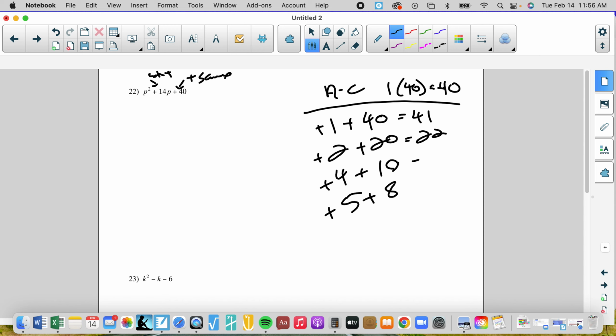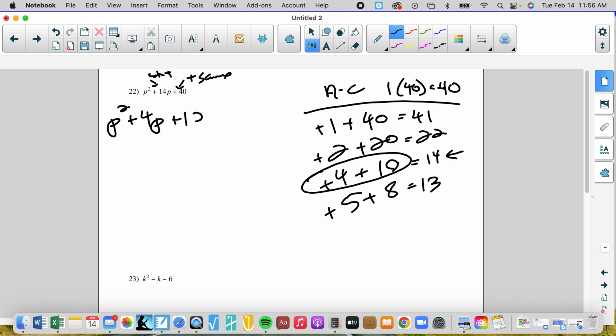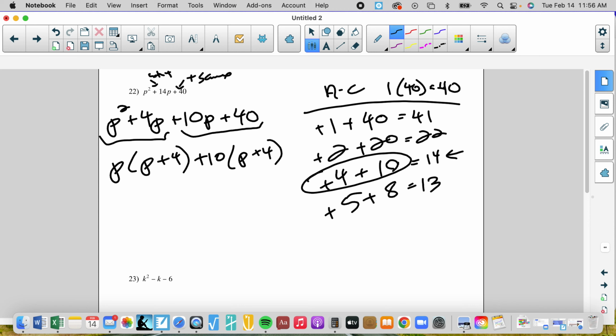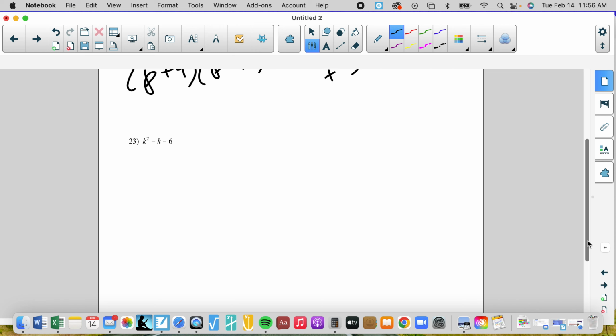41, 22, 14, 13. Okay, that's my middle, 14, so I'm going to use 4 and 10. p squared plus 4p plus 10p plus 40. I'm going to factor out a p. I get p plus 4. I'm going to factor out a 10, and I get p plus 4. And my answer is p plus 4 times the quantity p plus 10. That's how fast you should be able to do these.